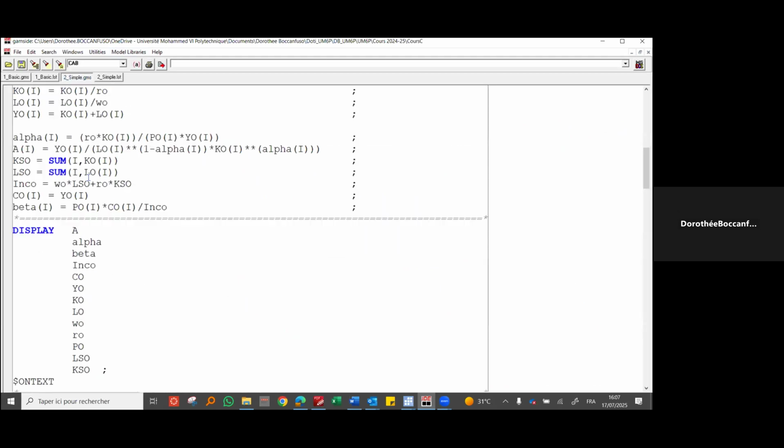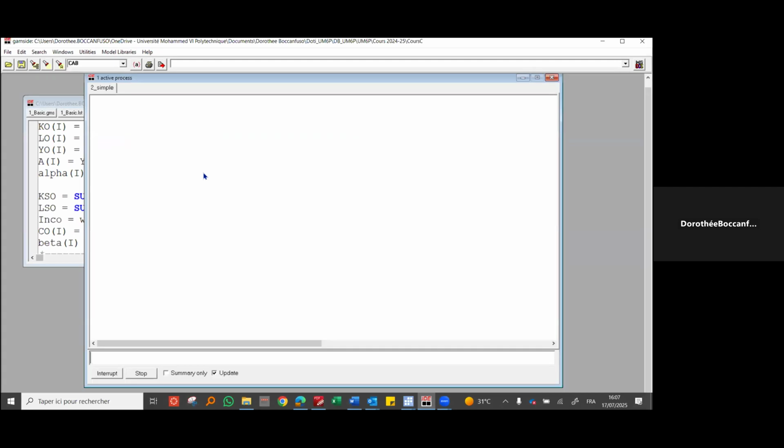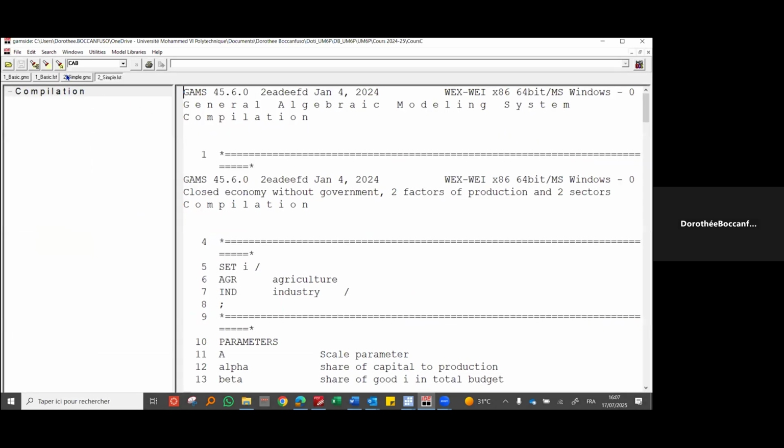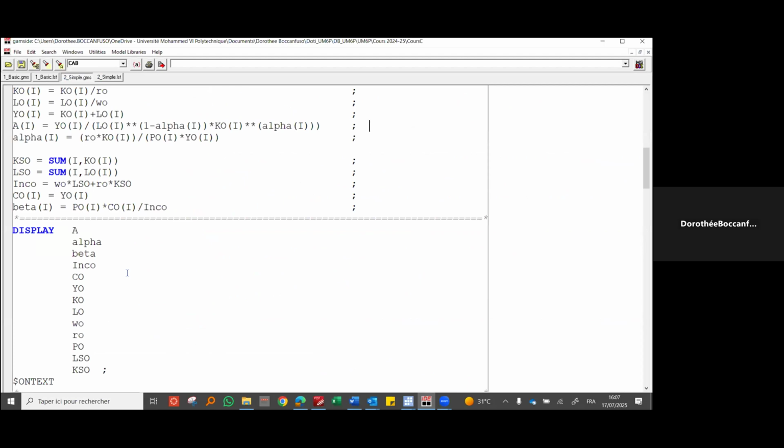To make an error, I can here, for example, if I run, I will have an error. That means the symbol is declared, but no value has been assigned because the alpha is calculated after. I know here the error. It's easy, but sometimes it's not so easy. I know that alpha here has no value since I declare the value of alpha after the AI value. Then it's why I have an error in my program.